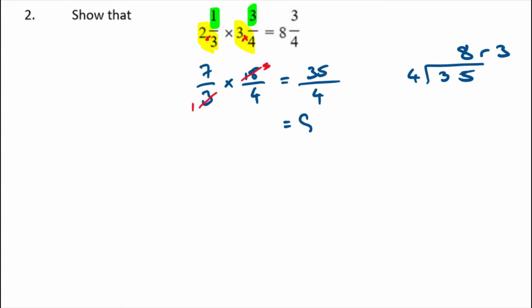So then that is going to be 8, because the number it goes in is your whole number part of your mixed number, and then the remainder part is going to be the numerator of your new fraction. And then finally the denominator stays the same, so I was dividing by 4 and I'm still dividing by 4. So that is 8 3/4 as required, so we proved it.